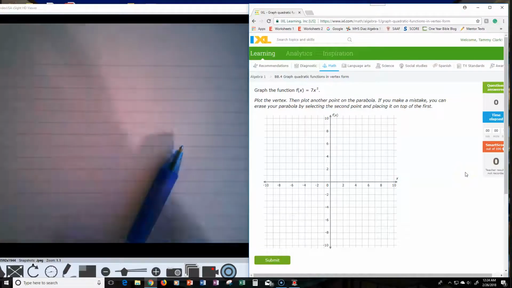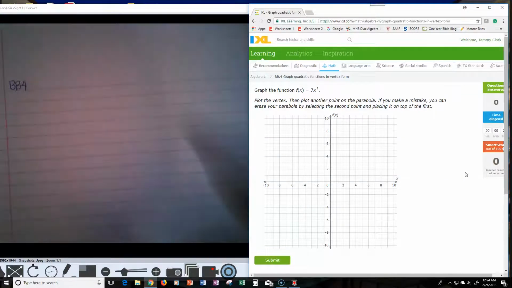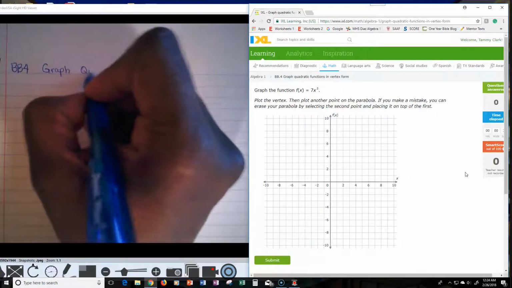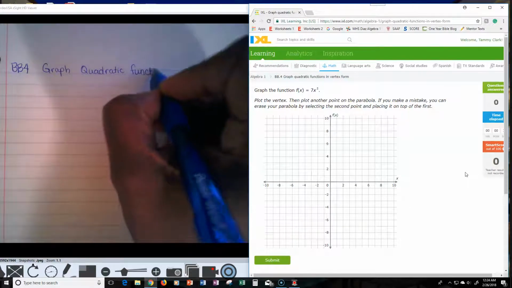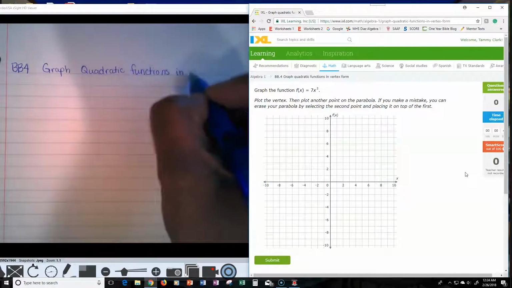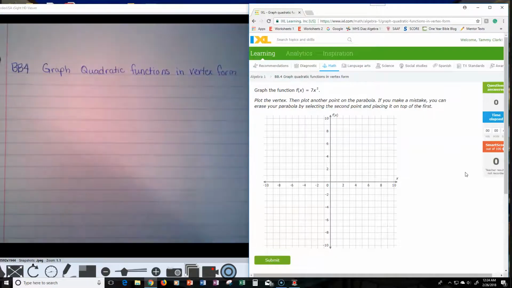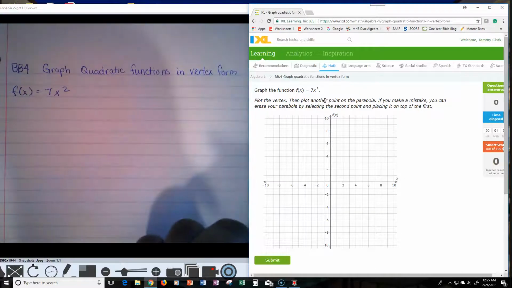All right, this one we're looking at BB4, which is graphing quadratic functions in vertex form. Okay, so the vertex, if you remember, is the max or the min of the quadratic function. So here, what you want to think about is if we're graphing this, we have f of x is equal to 7x squared. Make a table.